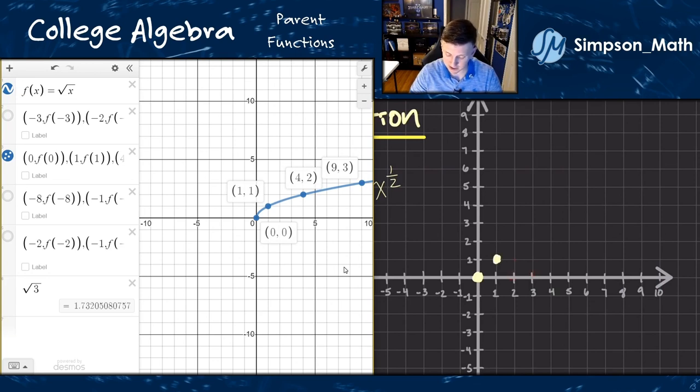Like we said, we're just going to skip those. I do know that at 2 it's going to be just a bit less than half, and 3 is going to be just a little bit over half. That might help me make a nice smooth curve.